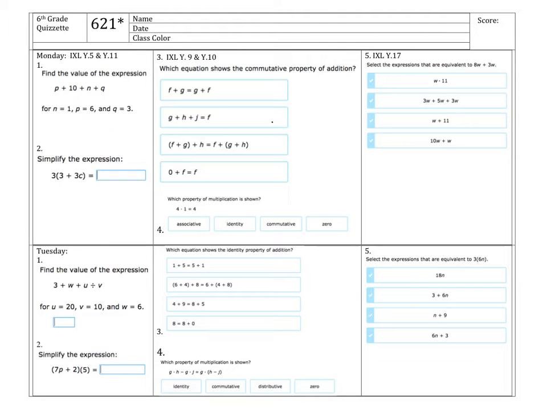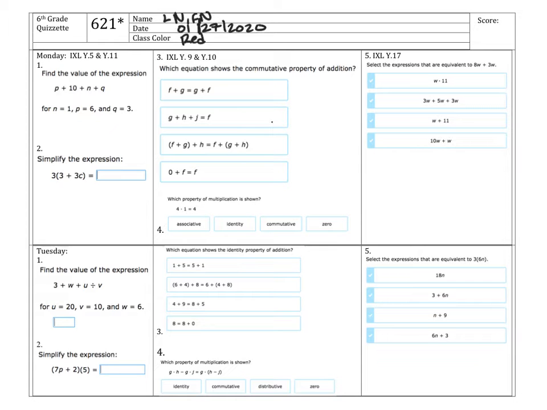Today we'll be recording a video on Quizzette 621 for my highly accelerated math. Or if you're my regular 6th grade, it's probably like 632 or something. So go ahead and write your last name, comma, your first name, today's date, which happens to be January 27th, 2020. Make sure you write your class color. I'll say that my class color is red, but go ahead and put the right class color.